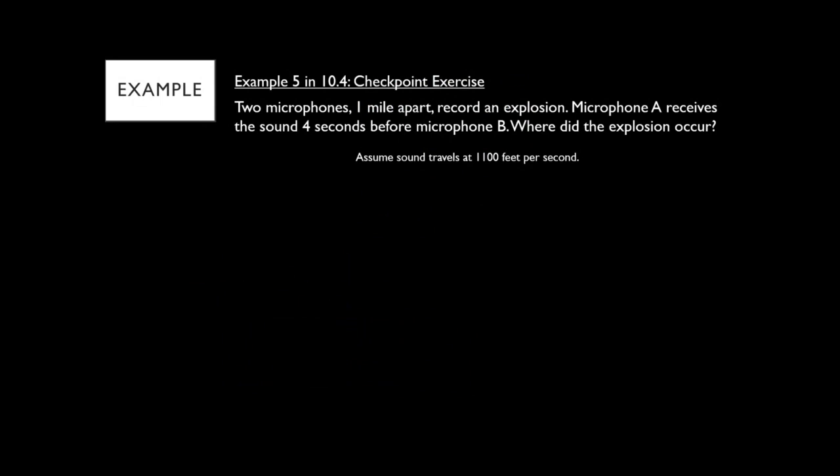So 2 microphones 1 mile apart record an explosion. Microphone A receives the sound 4 seconds before microphone B. Where did the explosion occur? And then we're going to assume sound travels at 1100 feet per second in order to complete this problem.